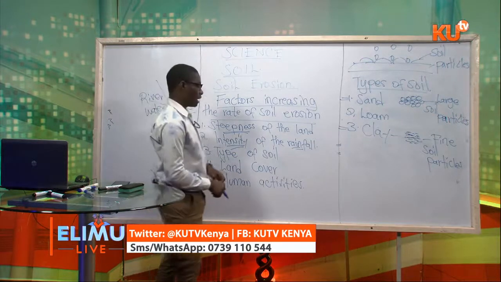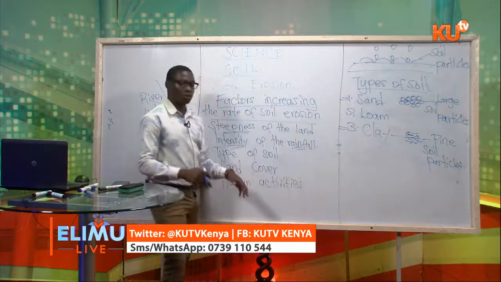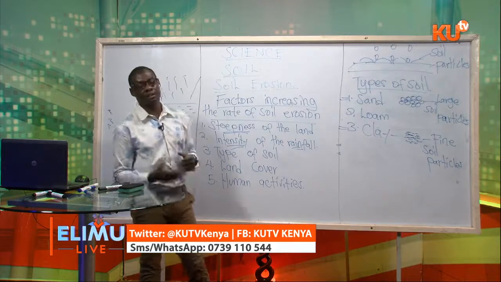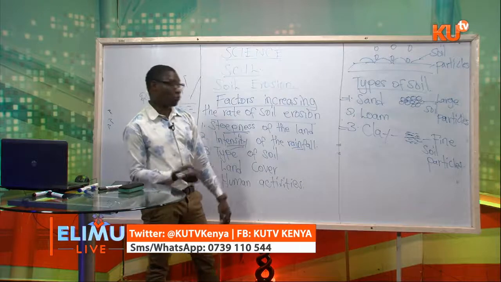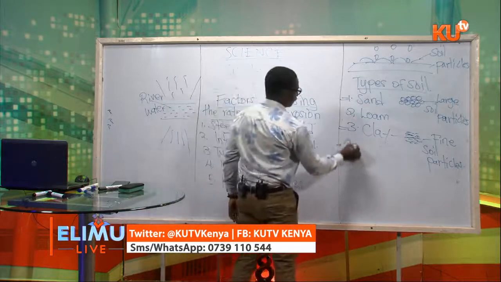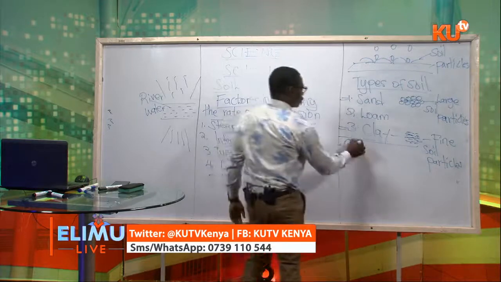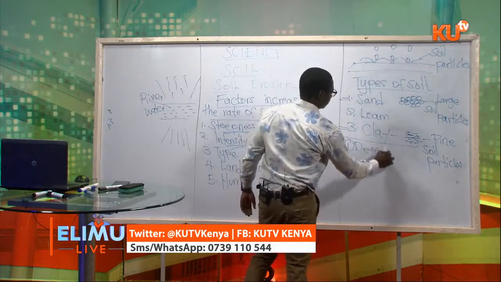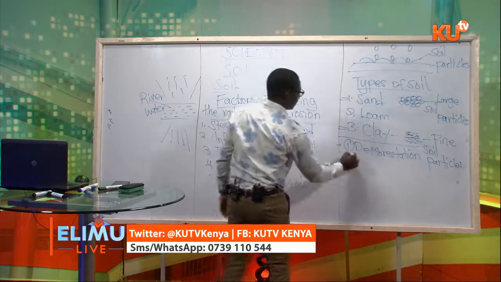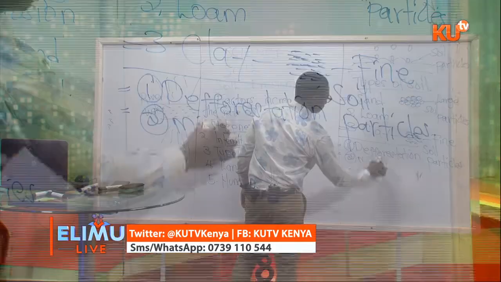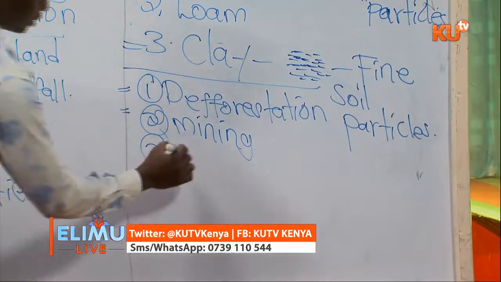Then we have the last one, which is human activities. Human activities is a general term. Here, just to name a few, are the human activities that will increase soil erosion. One, we have deforestation. Two, we have mining. Three, we have construction.